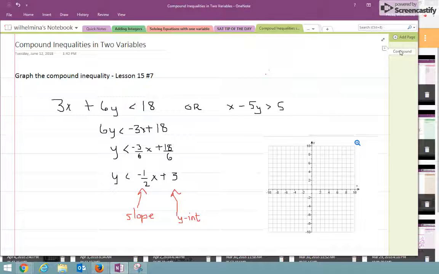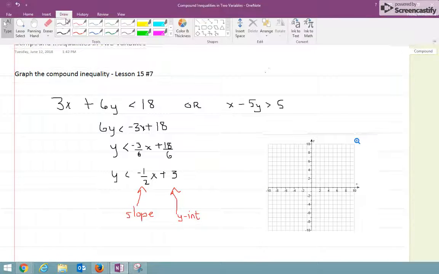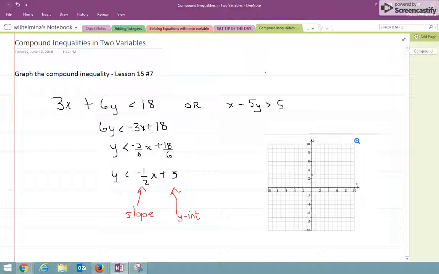Okay, so you would plot your y-intercept first. So you would plot 3 first. And the slope is negative 1/2. So go down 1. Don't put a dot yet. Down 1 and over 2.